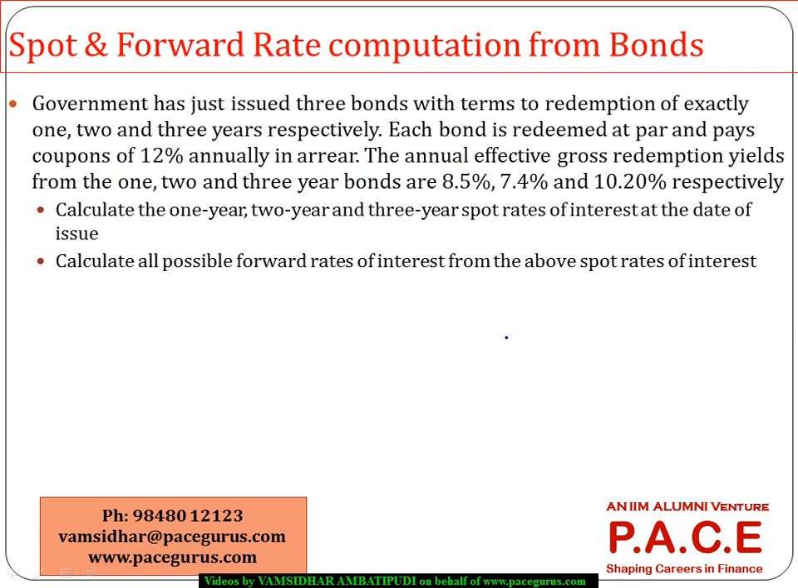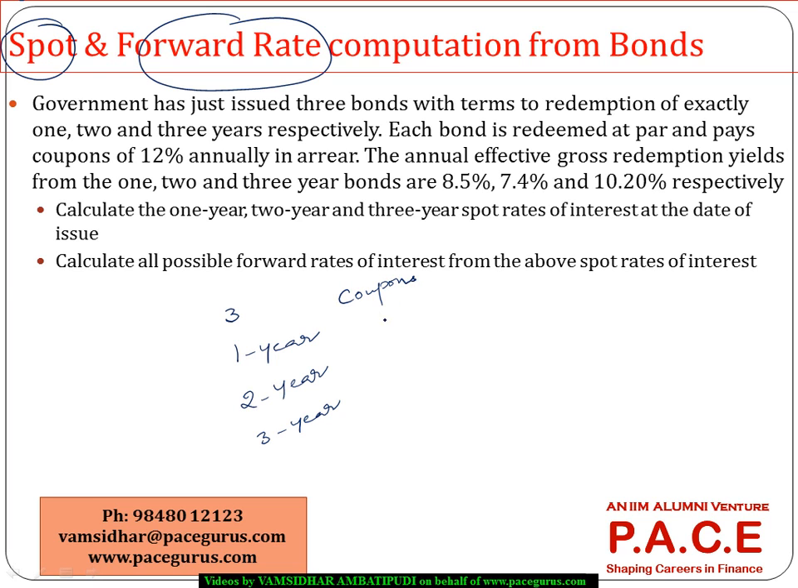Now let's look at how we compute the spot rates and the forward rates, given the different kinds of bonds and their various maturity periods. Here, we are talking about three types of bonds: a 1 year maturity bond, a 2 year maturity bond, and a 3 year maturity bond. Each bond has coupons, and all of them give 12% as the coupon.